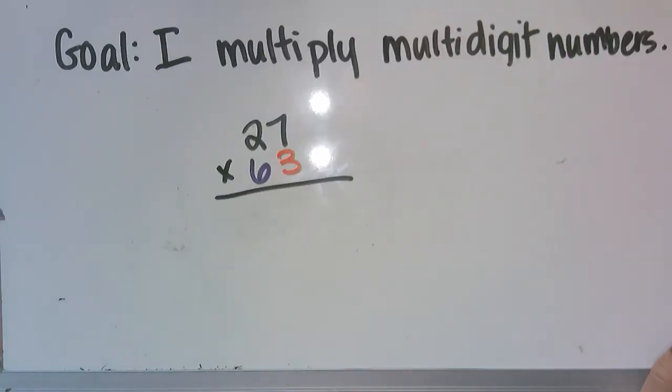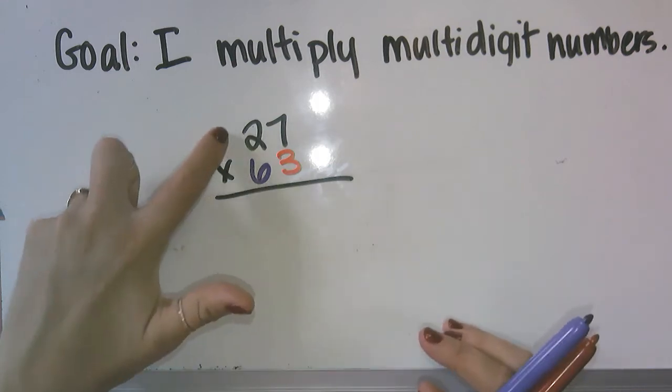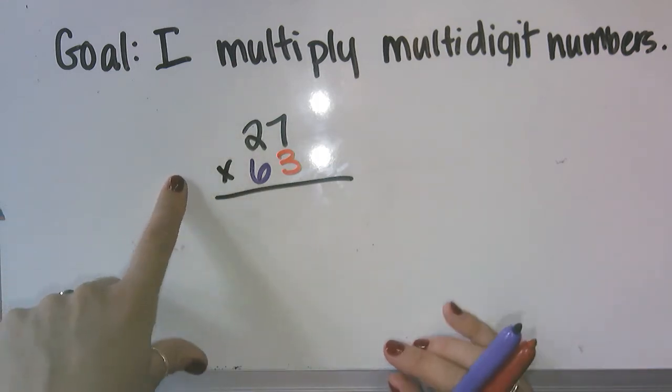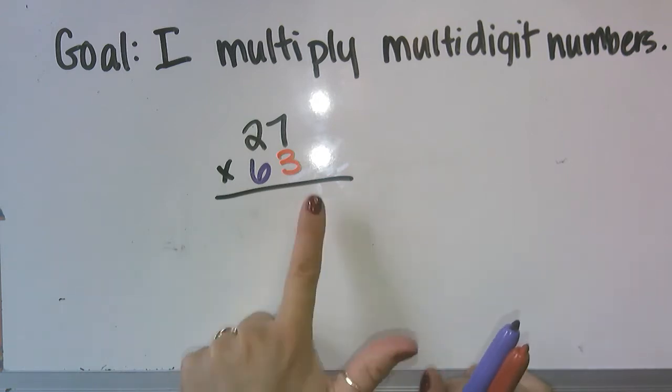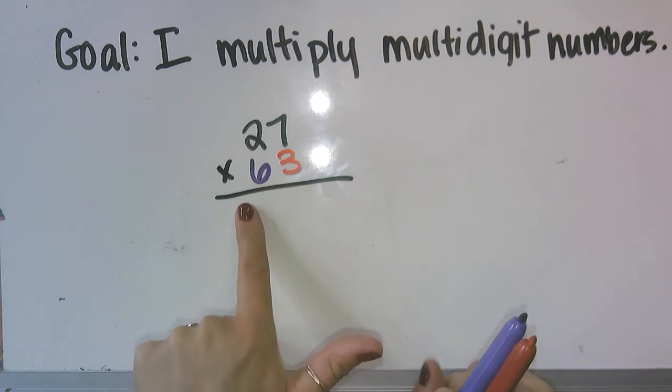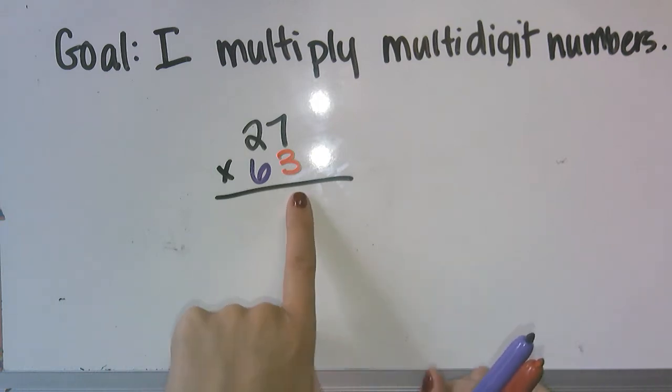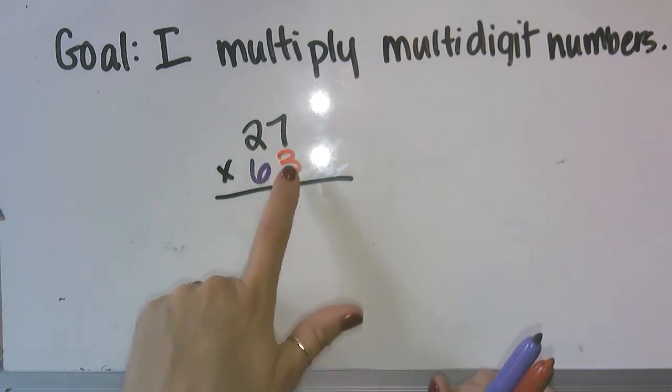Today, our goal for math is to multiply multi-digit numbers. So in this example, we're going to do a 2 by 2 digit multiplication problem. Just like in the other videos, what you need to remember is that you're going to start with your ones and then move left. But your ones on the bottom must multiply both numbers on the top.